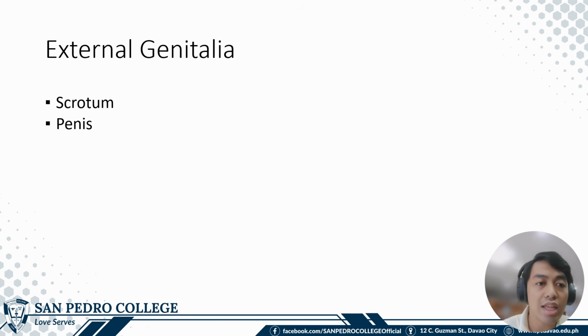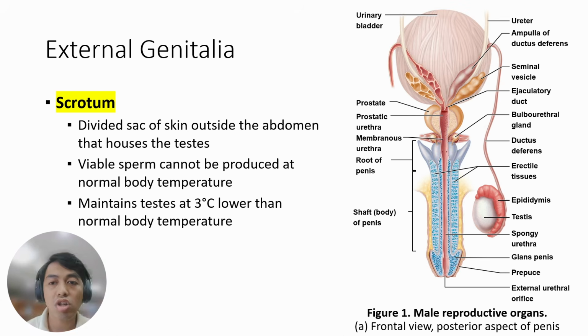As for the external genitalia, you have the scrotum and the penis. The scrotum is the sac-like structure that contains your testes and also the epididymis and a portion of your vas deferens. It is hanging from the trunk, because for the sperm to develop, it should be slightly below the body temperature of the trunk.